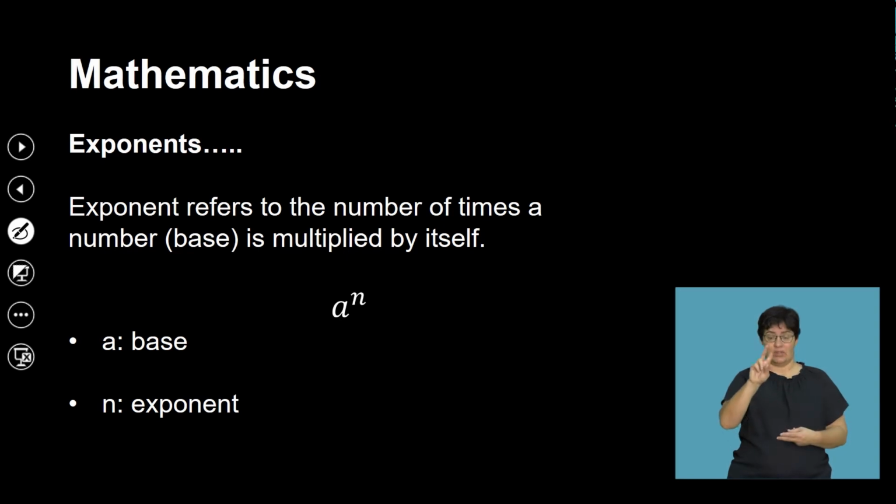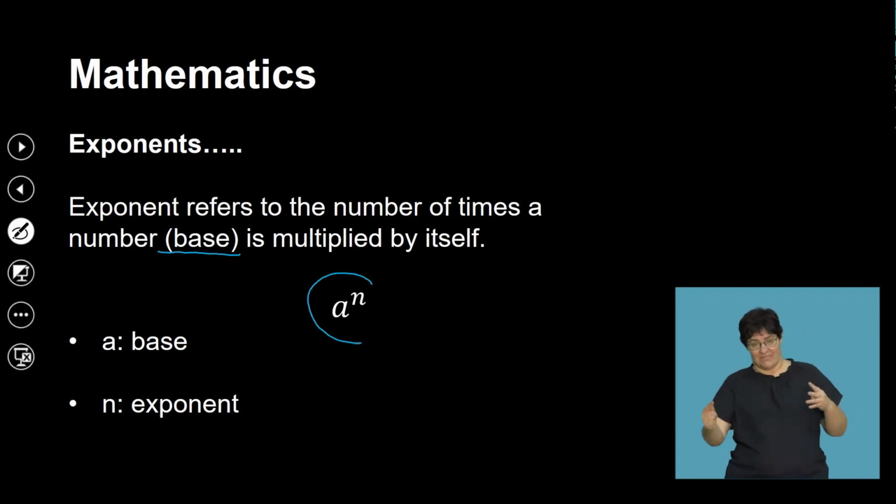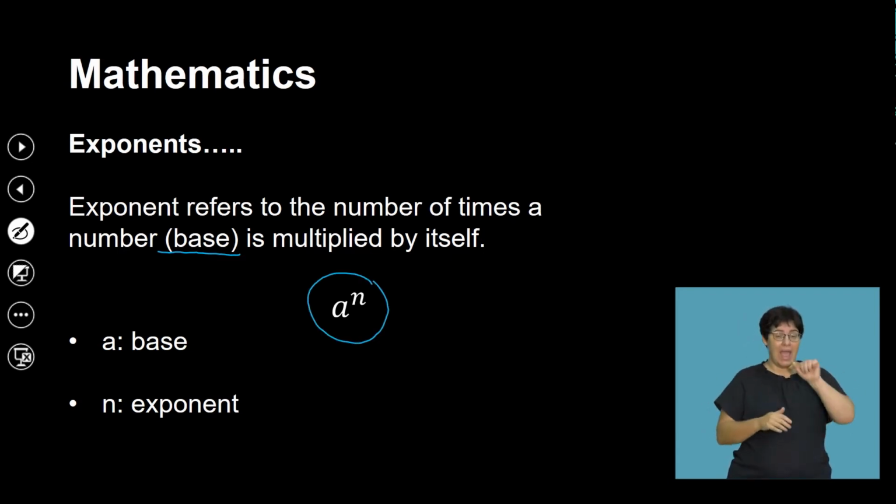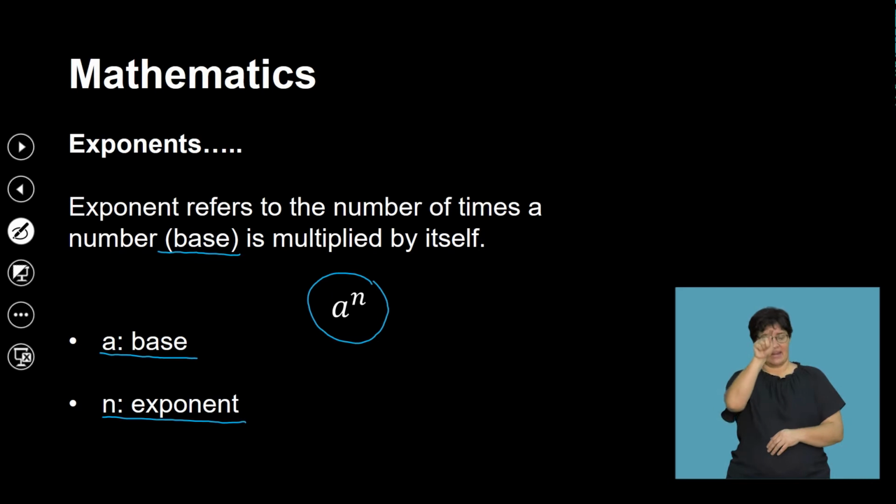Now, firstly, an exponent refers to the number of times a number, and this number we call a base, is multiplied by itself. So this is written in the form of a to the exponent of n, and this is an example of a general form of what an exponent is about, where the a is the base of the exponent and the n will be the exponent itself.